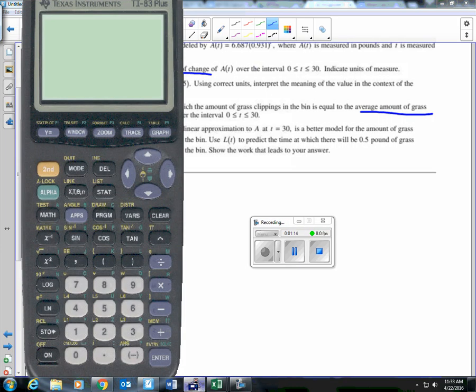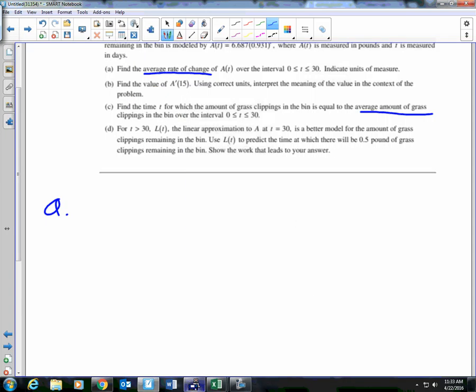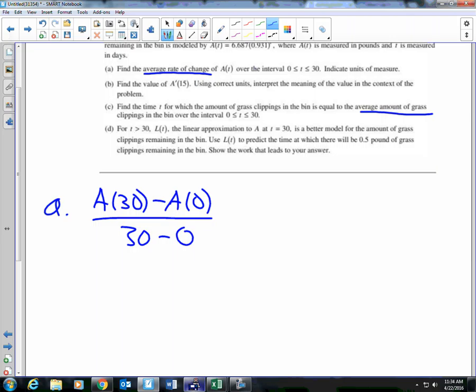So, let's take out our calculator. We type in the function. Going to y equals, and it's 6.687 times 0.931 to the x power. That's what we want to have for the function. And in order to find the average rate of change, we're going to find A of 30 minus A of 0 divided by 30 minus 0. That's the average rate of change.